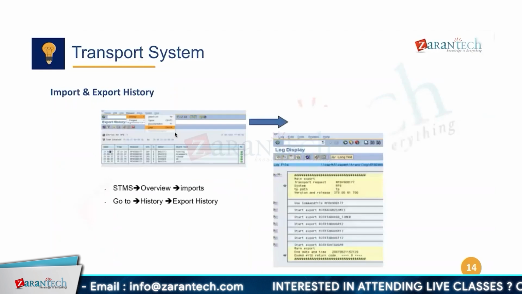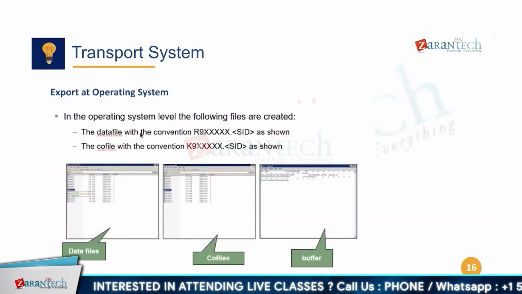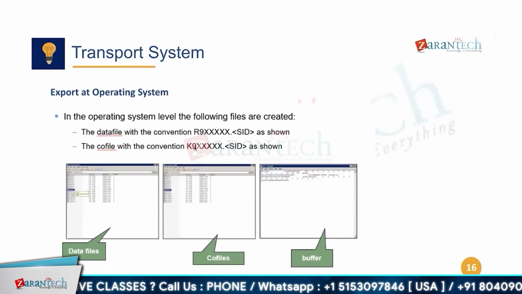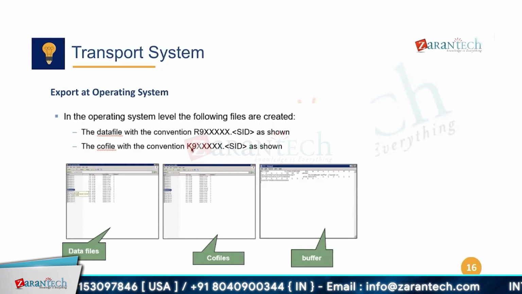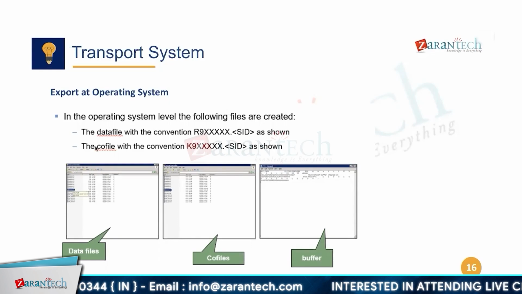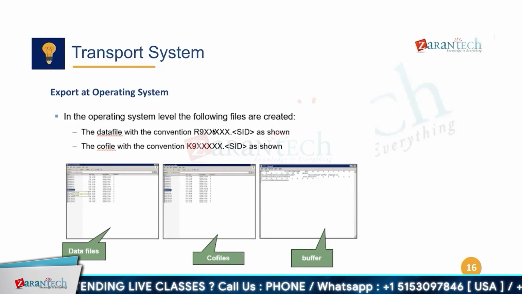And then the export at operating system level. This is important. I told you, data file always starts with R. Co-file always starts with K. Either you memorize it or whatever, you should know this. The moment you see it, you have to identify it's a co-file. Just remember co-K. It starts with K, and the data file is the remaining one, R, so that you don't get confused. In the data directory, these files will be there. In the co-file directory, these files will be there.